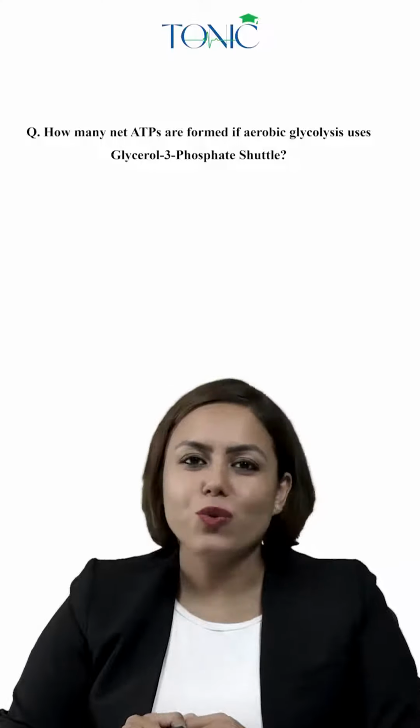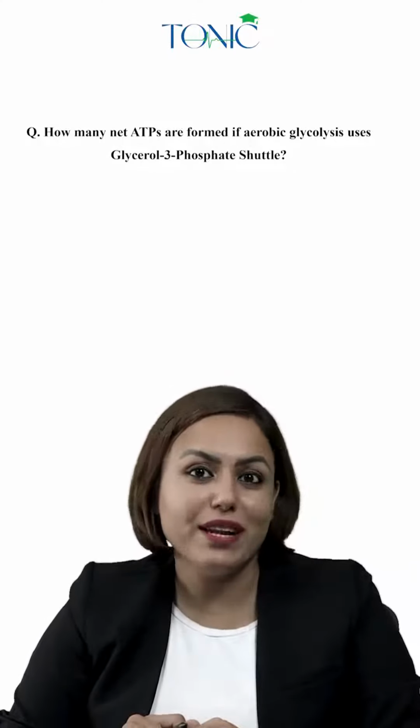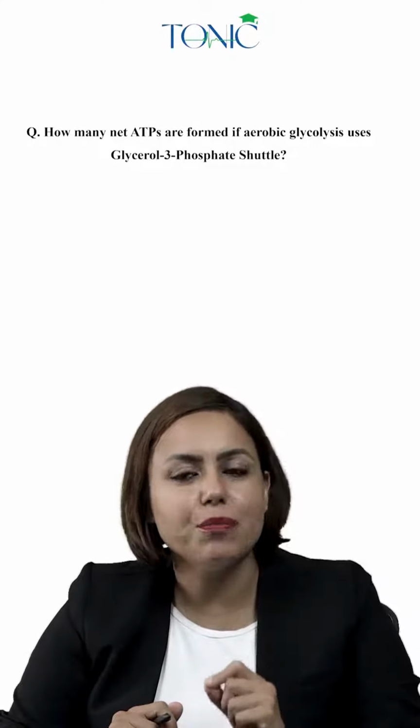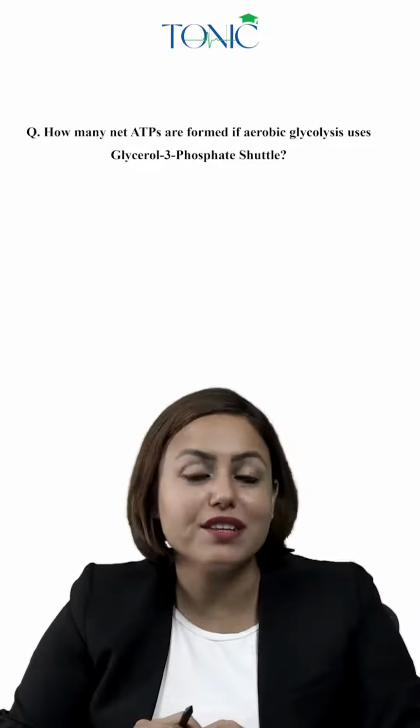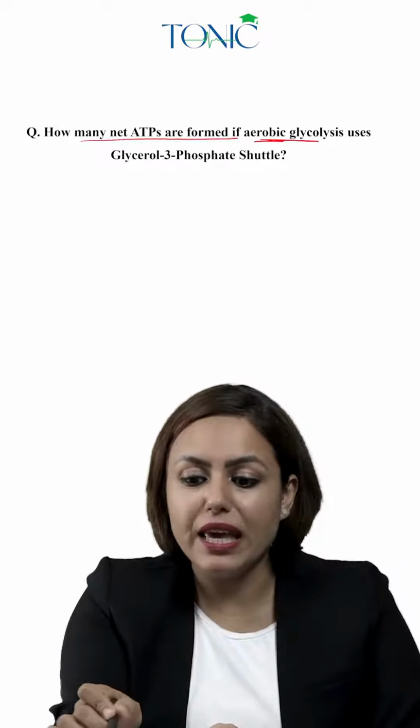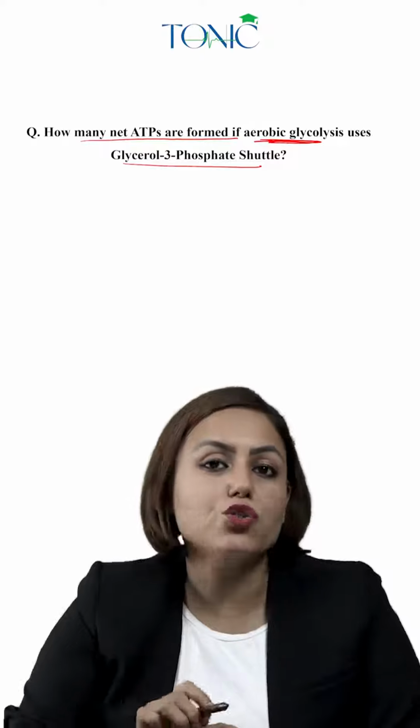Hello students, let's quickly do this numerical which is frequently asked. Normally in energetics, malate shuttle is considered by default and all the energetics are done that way. But this question is asking you how many net ATPs are formed if aerobic glycolysis uses glycerol phosphate shuttle.